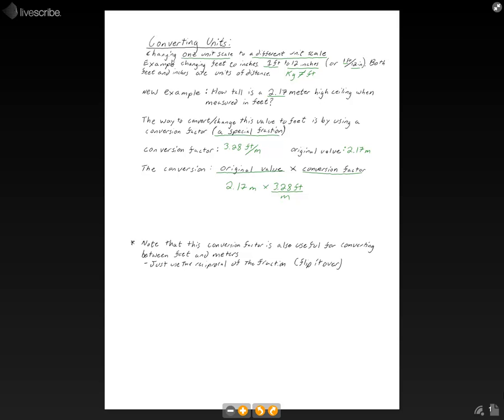Notice that with this little equation that we have, there are meters in the numerator and meters in the denominator. Because of this, you have basically meters over meters, and they can cancel. The resulting value then will just be in feet, which remain. So when you actually do the math and multiply the 2.17 and the 3.28, you come out with about 7.12 feet, which is your final answer.